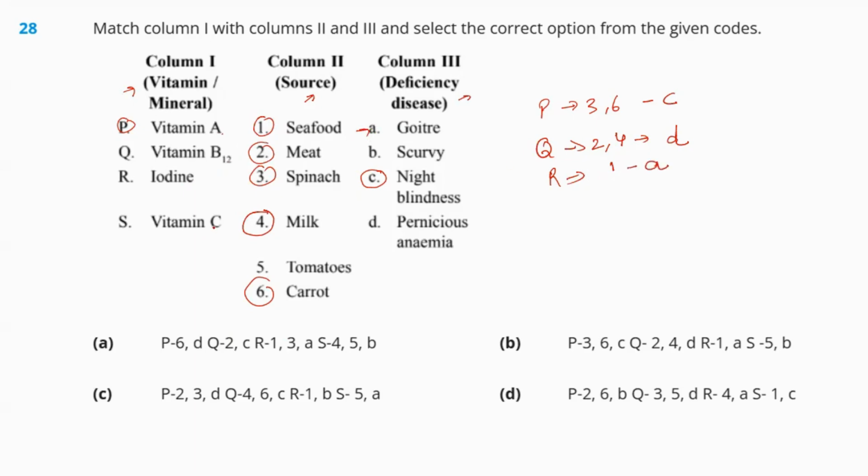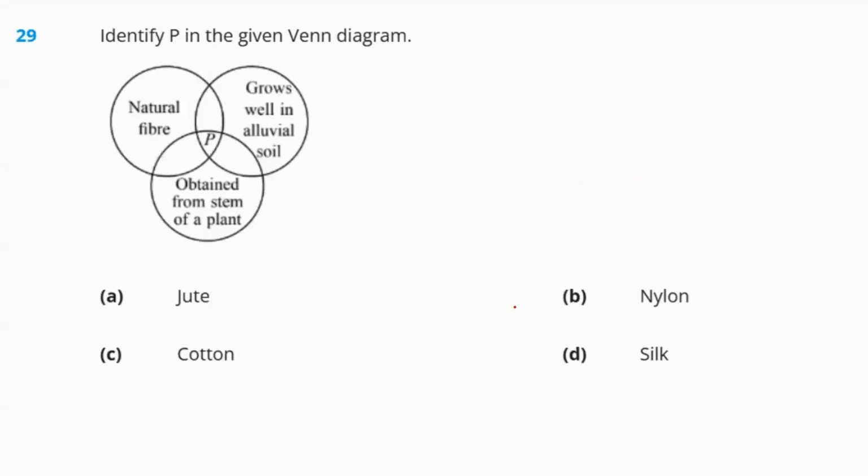Vitamin C. Vitamin C sources are your tomatoes, as all the sour fruits would be having vitamin C. And what would be the disease? Disease would be scurvy over here, right? So S would be 5 and scurvy. Option number B would be our answer for this question. 29. Identify P in the given diagram. It is a natural fiber, grows well in alluvial soil and obtained from the stem part of the plant. We know this is jute.